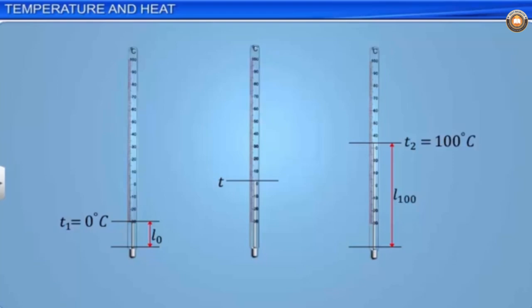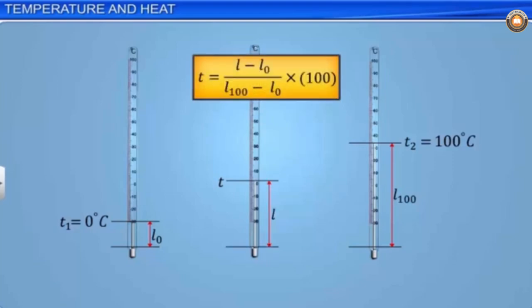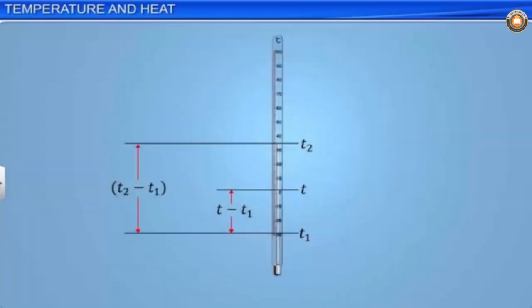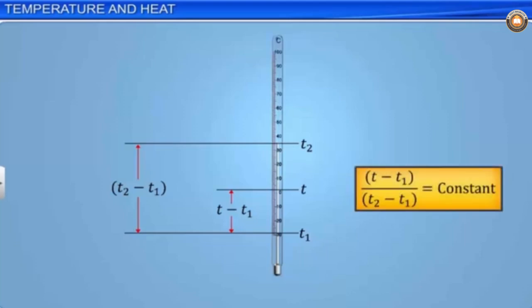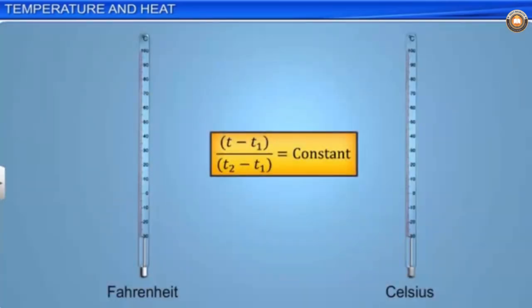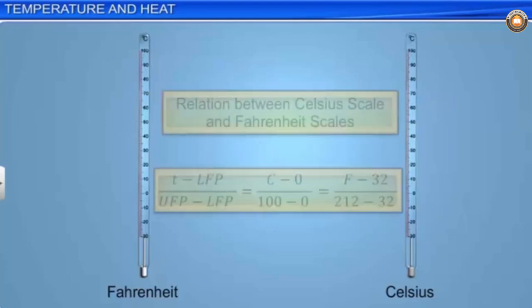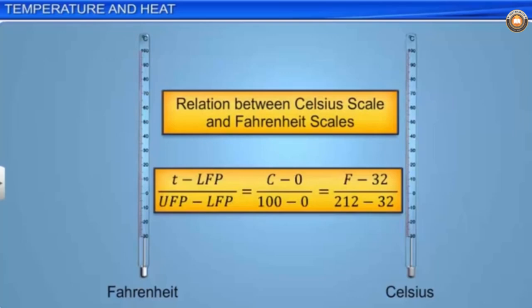Then the temperature T corresponding to a length of L is T = (L − L0)/(L100 − L0) × 100. For any temperature scale, the ratio (T − T1)/(T2 − T1) is constant. This can be used to find relationships among different temperature scales. The relation between Celsius scale and Fahrenheit scales of temperature can be as shown.